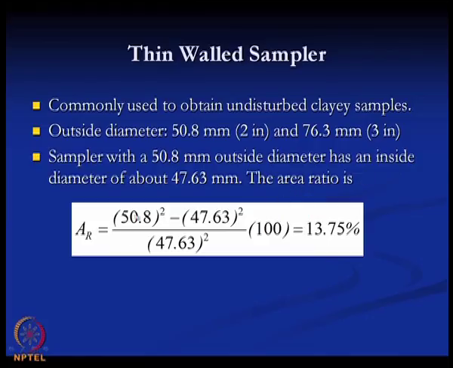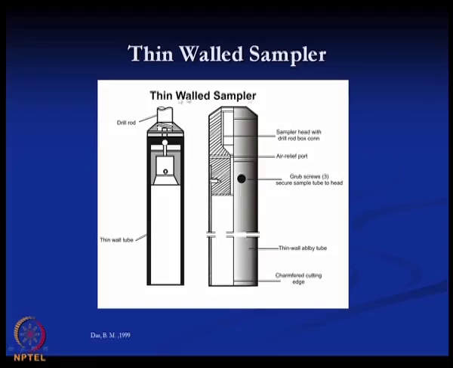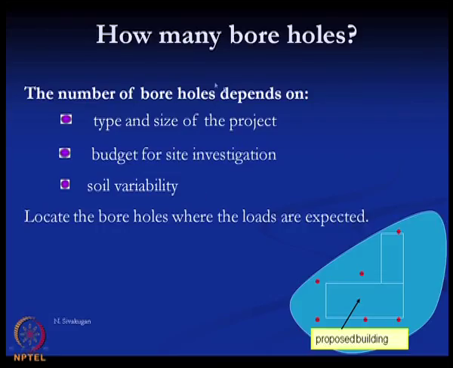So, then the area ratio comes out to be 13.75%, which is very close to 10%. So, for good undisturbed soil sample collection, the area ratio should be around 10% or less. Here it is around 13 or 14%, which is close to 10. So, this is generally used for the collection of undisturbed clay samples. This is a typical thin wall sampler photograph, used for collecting undisturbed samples.